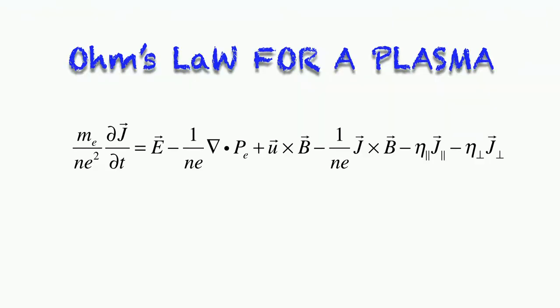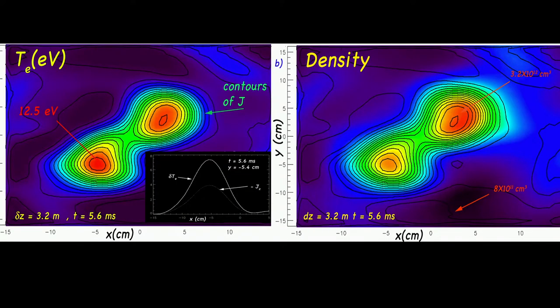And so it turns out that the term on the left-hand side, dj/dt times m over n e squared, if you put the numbers in, that term is so small you don't have to worry about it. It's orders of magnitude smaller than everybody else. But all the other terms have to be measured. You can't neglect any of them. So this is how we measure it.